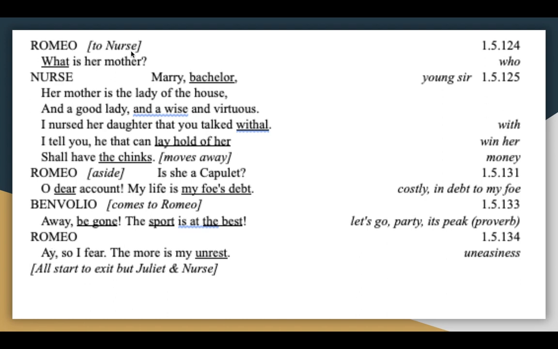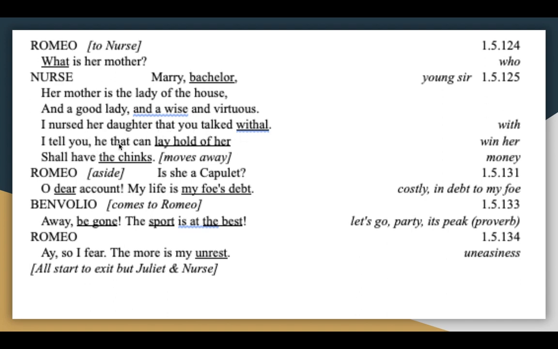And Romeo says to the nurse, what is her mother, or who is her mother? Marry, bachelor, calm down, young sir. Her mother is the lady of the house, and a good lady, and a wise and virtuous one. So she's nice, she's smart, she's honest. I nursed her daughter that you talked with.